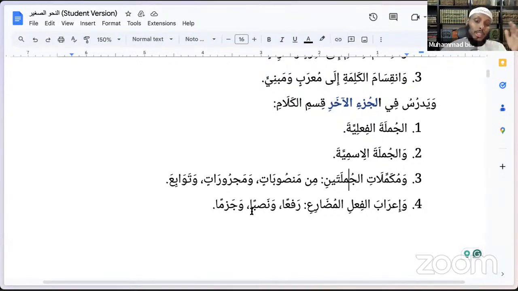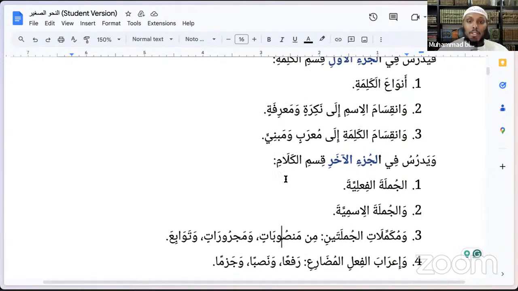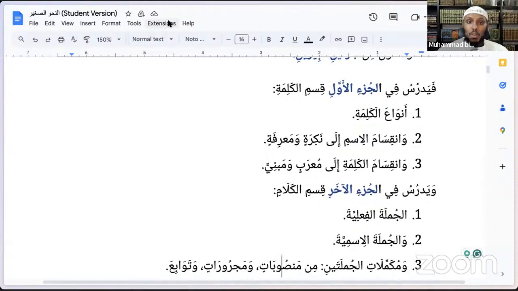Like you have this word, it's going to be mansoob. You have this word, it's going to be majzoom. Whereas things like mansoobat and tawabi and the likes that we have studied before that, they don't have a fixed place within the sentence. They could be anywhere. So they require a bit more understanding. This is the overview of what we're going to study in Nahw.